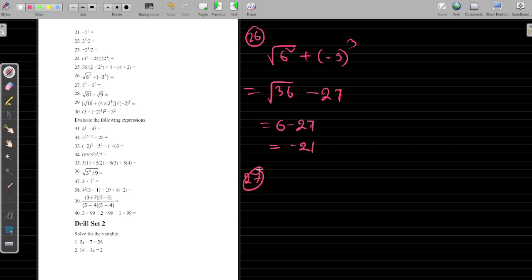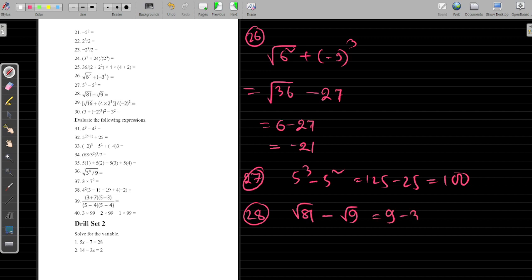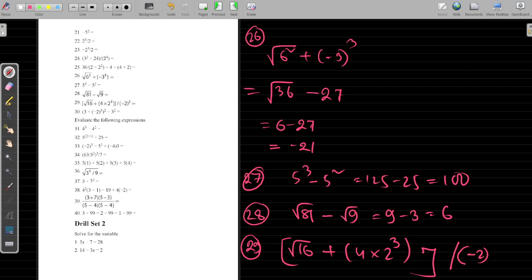Then 27, number 27 is 5 cube minus 5 square, means 125 minus 25 means 100. Then 28 number will be root over 81 minus root over 9 means 9 minus 3 means 6. Then 29 number means root over 16 plus 4 multiplied by 2 cube divided by minus 2 whole square.